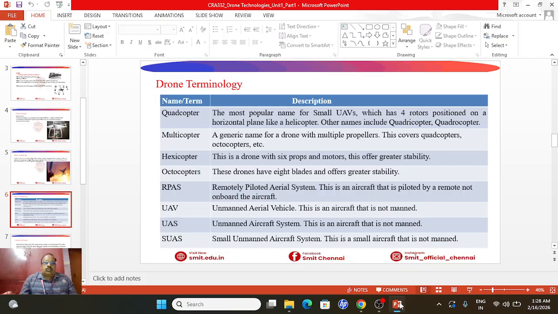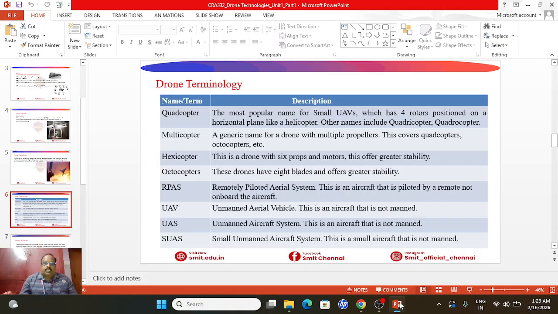You can see here the terminology used, the name and the description. Firstly, here: quadcopter, multicopter, hexacopter, octocopters, and RPAS, UAV, UAS, and SUAS are the names and the terms. We'll discuss one by one here. Quadcopter is the most popular name. Small UAVs which have 4 rotors positioned on a horizontal plane like a helicopter. Other names include quadricopter and quadrocopter.